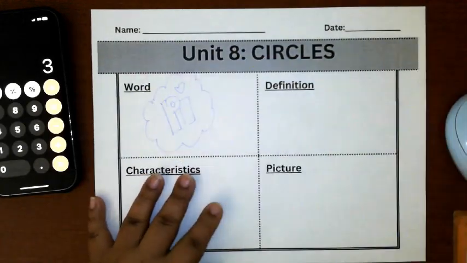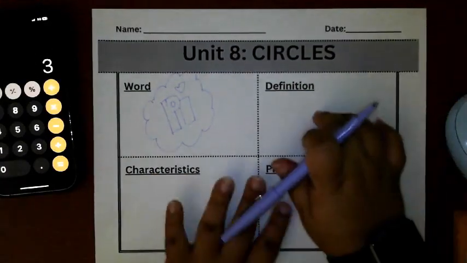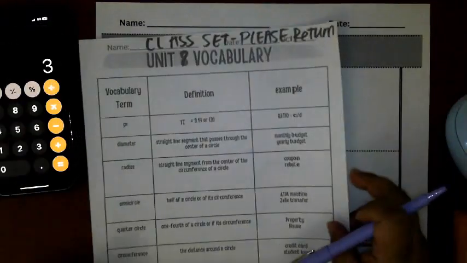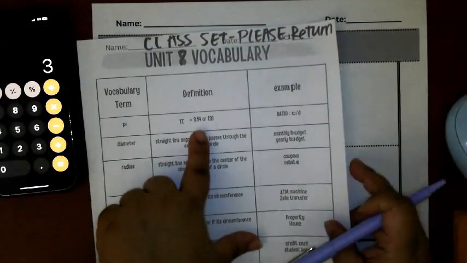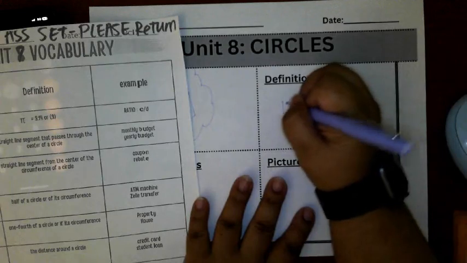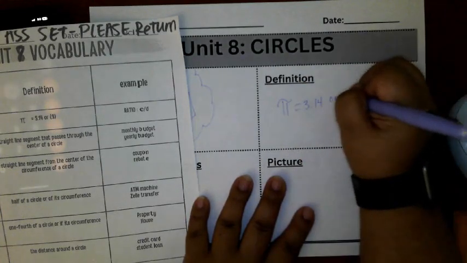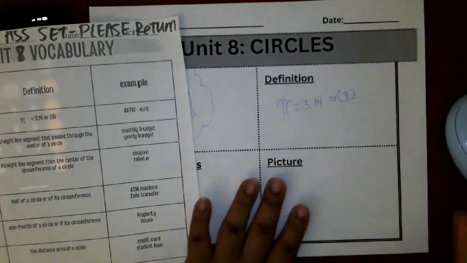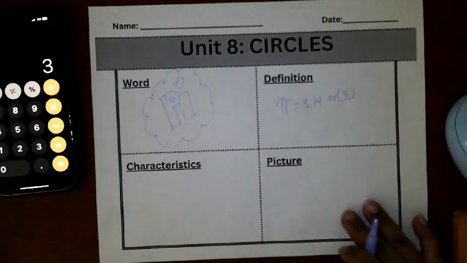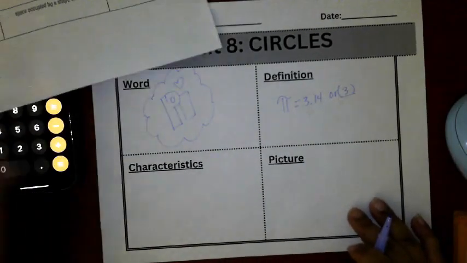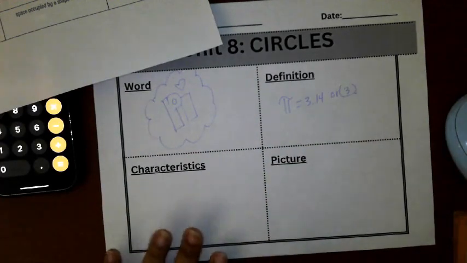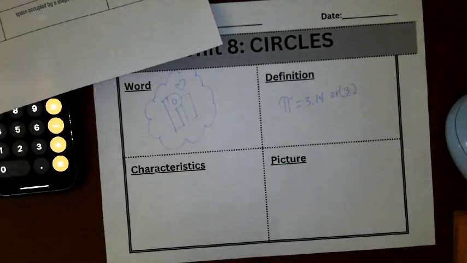And then here, I'm going to write the definition. You're given this because guess what? It gives you the definition, okay? Pi is equal to 3.14 or 3. Okay. Then we're going to write a characteristic. Okay. A characteristic is simply something that makes this word, specifically this word.